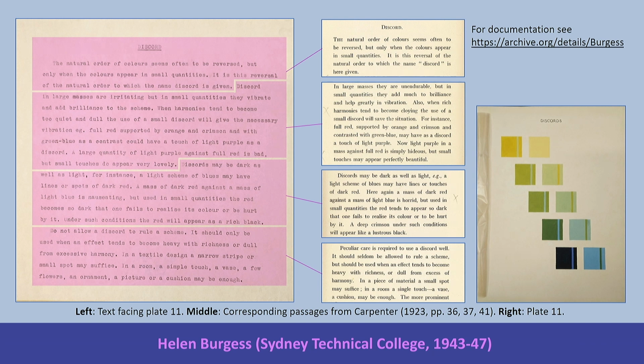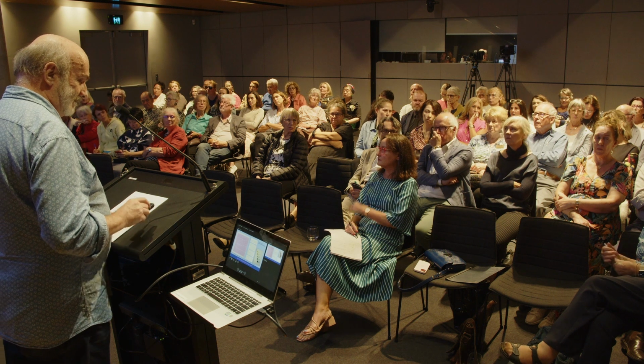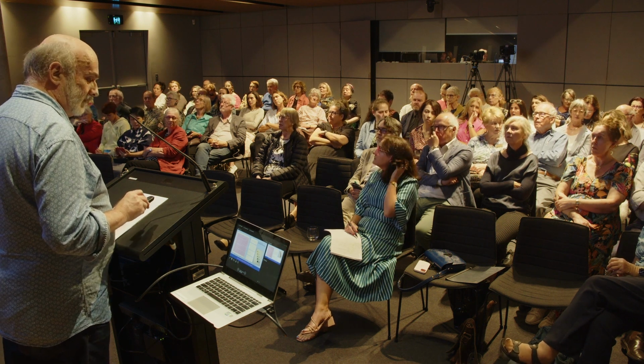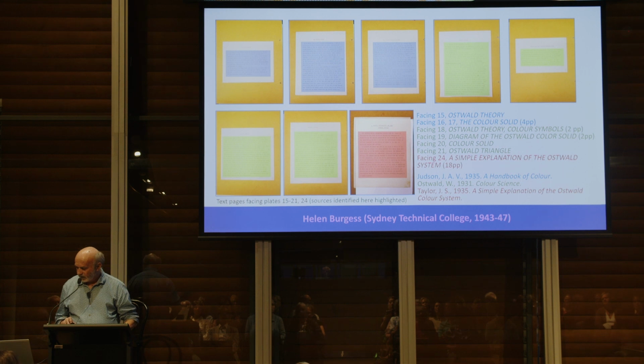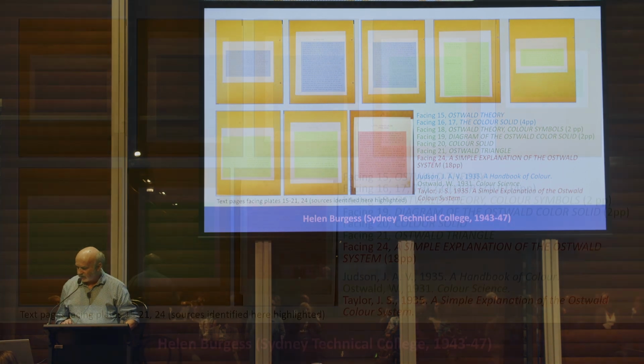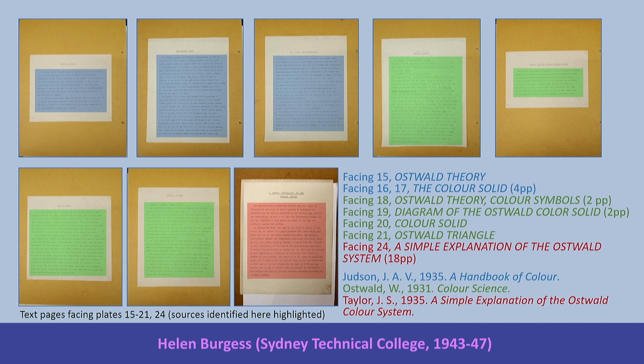It's another section again, which is more or less verbatim. So in the Ostwald section, the text there can be traced to the sources I've listed there. So a 2-volume book by Ostwald, and then two other books explaining the Ostwald system.